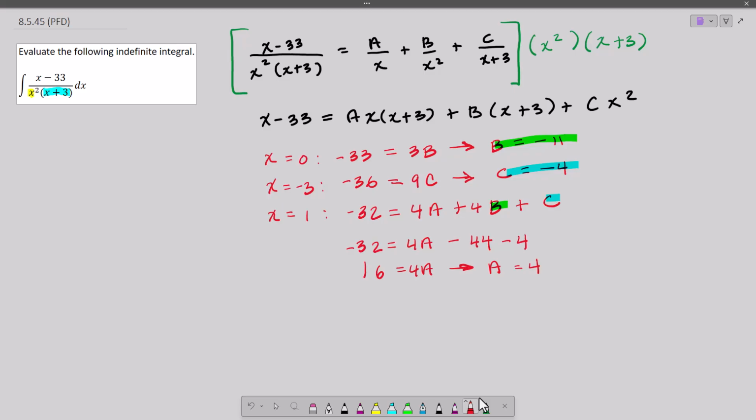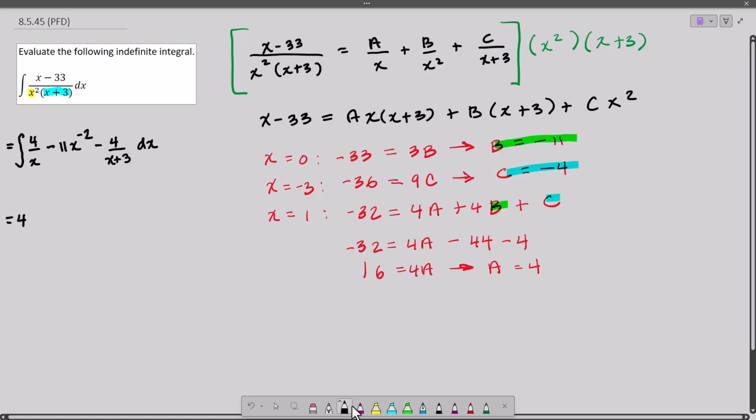All right. That allows us to rewrite the integral as a divided by x. Well, our a is 4, so that's 4 over x. And then b over x squared, we found b to be negative 11. So I'm going to write that as negative 11 x to the negative 2. It'll be easier to use the power rule if we move it up top. And then minus 4 over x plus 3 dx. And then we're good to go.